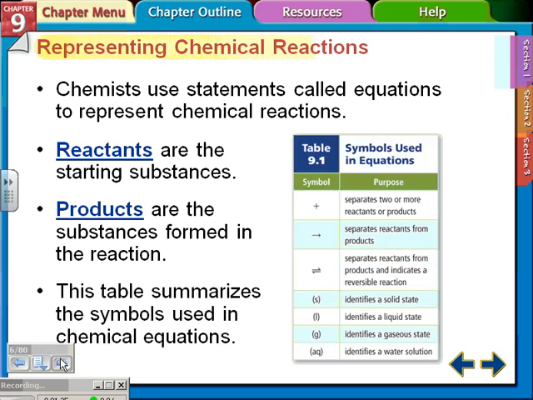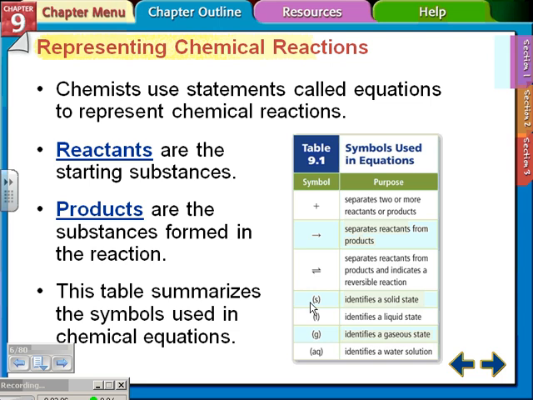So the table summarizes all the different symbols that are used for chemical equations. The plus separates the two reactants, so you have one reactant plus another reactant. The arrow means that two reactants or one reactant, whatever it may be, is producing some product, so it often stands for yields. And a double arrow going back and forth, this one right here, would represent a reversible reaction, which deals with equilibrium.